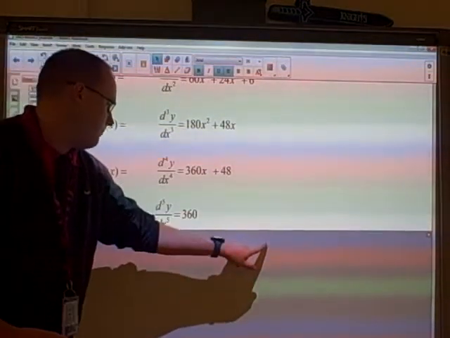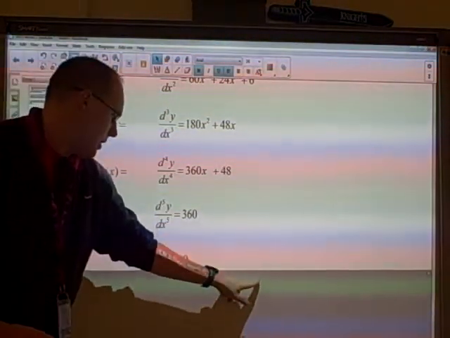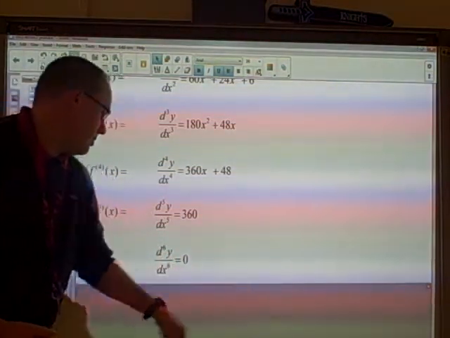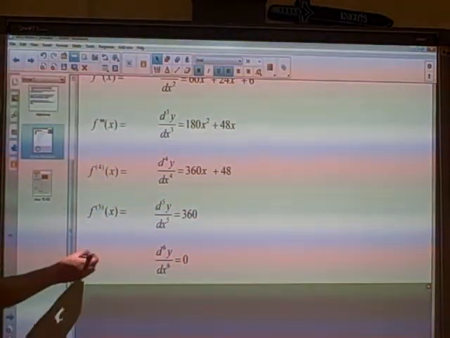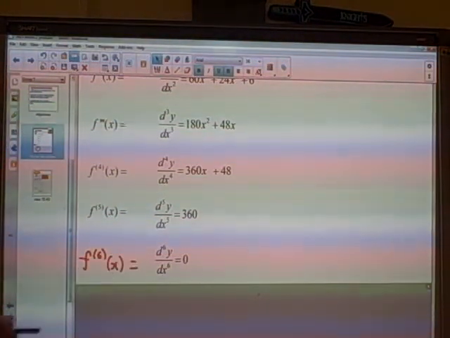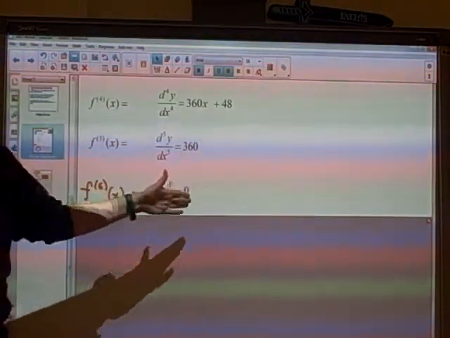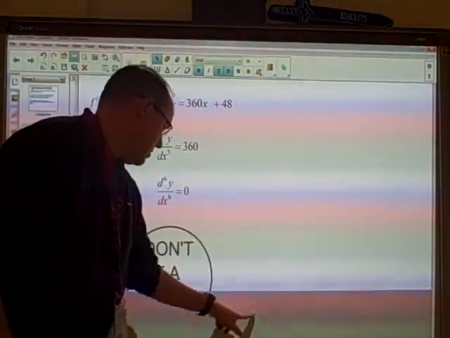And we could carry on. We could do the fifth derivative. Notice it's just a 5 this time. And we could even do a sixth derivative, and it's 0. And if I was to write this one out, then this would be f6 of x. And if we were to carry on, then the derivative of 0 is just 0.